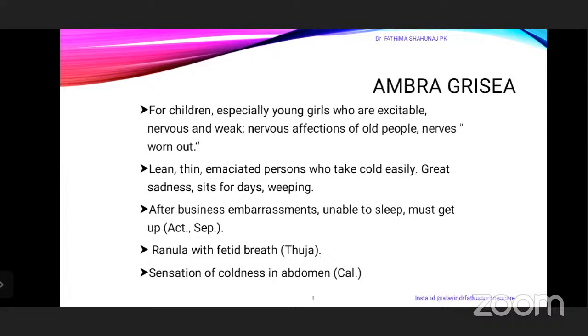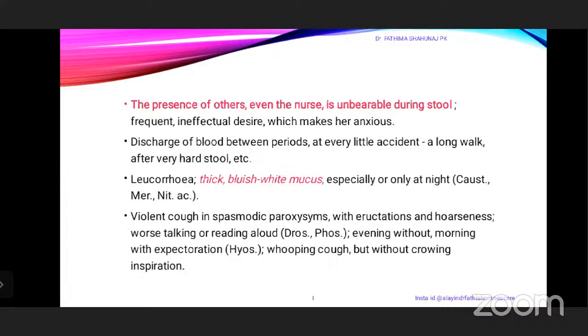Next about the presence of others, even the nurse, is unbearable during the stool. Frequent ineffectual desire, which makes her anxious. Discharge of blood between periods at every little accident. A long walk after very hot stool, etc. Leucorrhea is thick bluish white mucus, especially or only at night. It's mainly compared with causticum, mercurius, nitric acid.